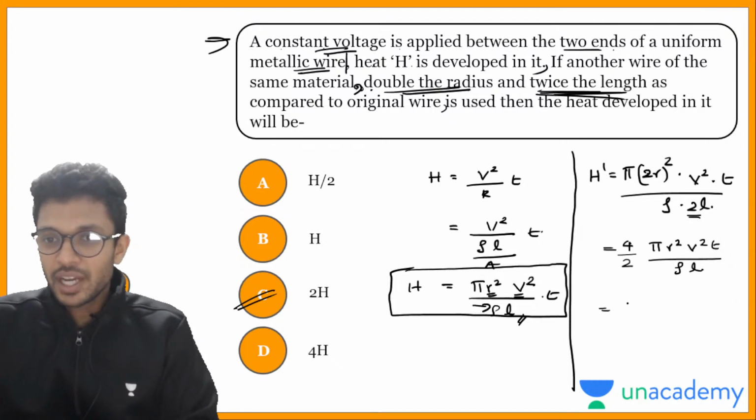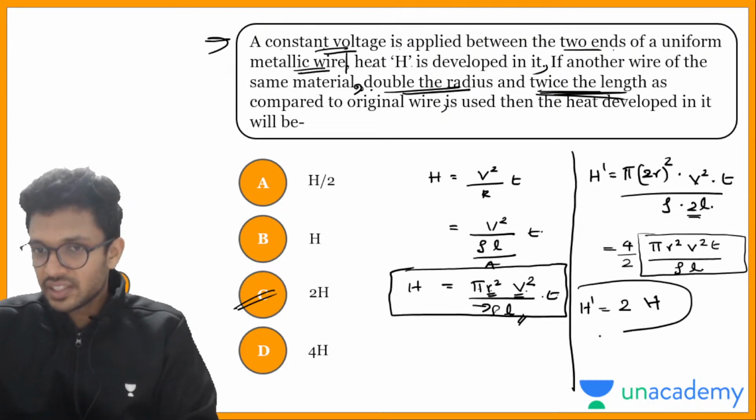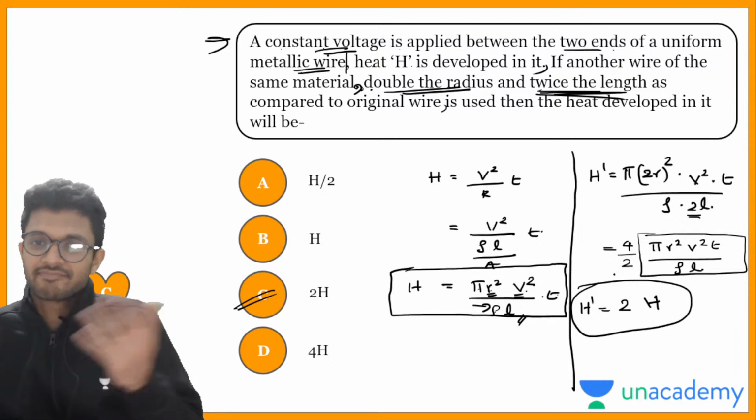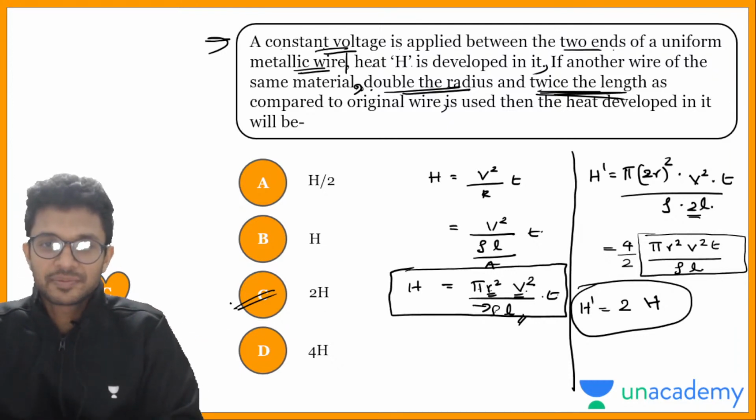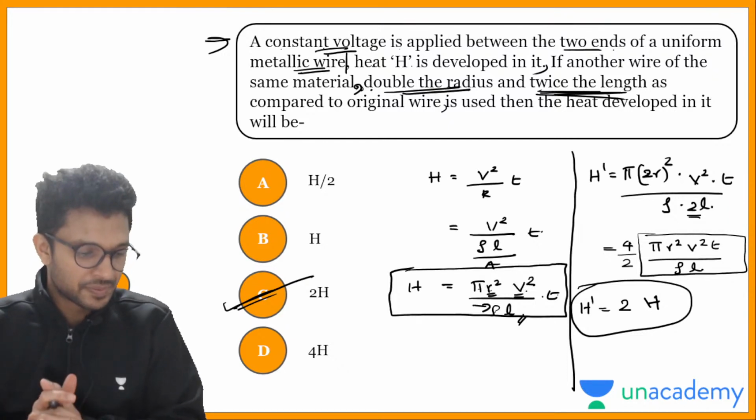Okay, 4 by 2 how much? 2. And what is pi R square V square T by rho L? Pi R square V square T by rho L, what is that? That is the initial H. So H dash, the new H is equal to 2 times of H. Got it, option C. Okay, done.